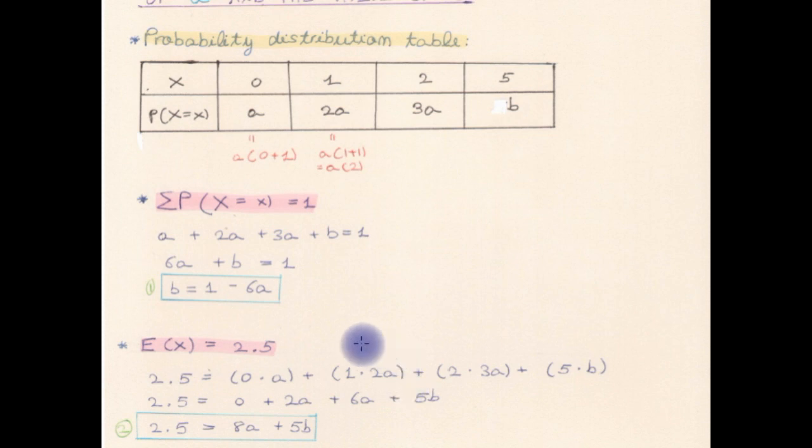As x is a discrete random variable, the probabilities of x add up to 1. This means that a plus 2a plus 3a plus b equals 1, which is the same as 6a plus b equals 1. Next, we will make b the subject of the equation. So we are left with b equals 1 minus 6a. We are going to denote this equation as number 1.